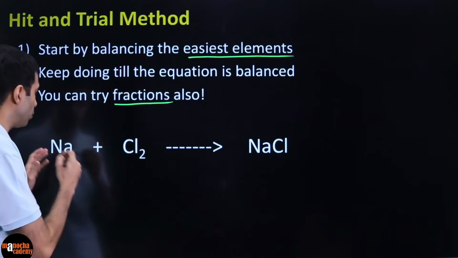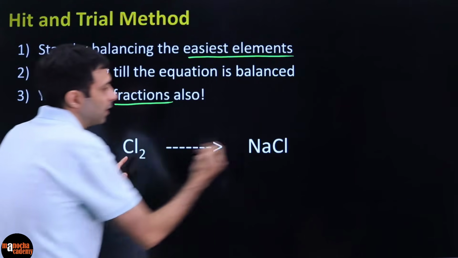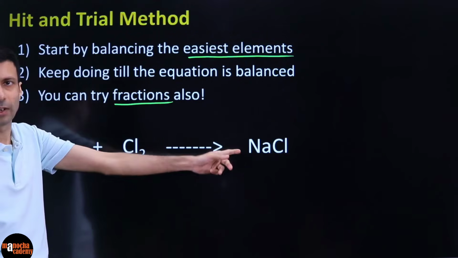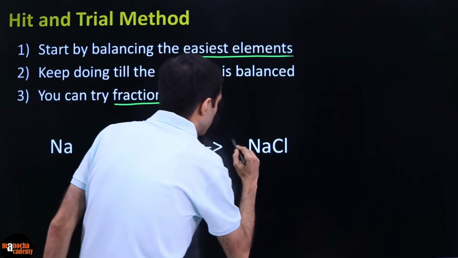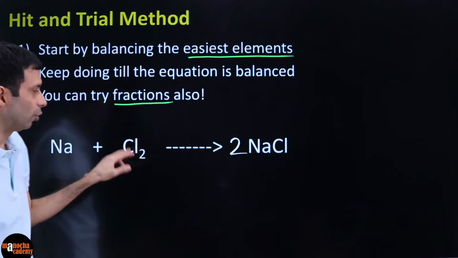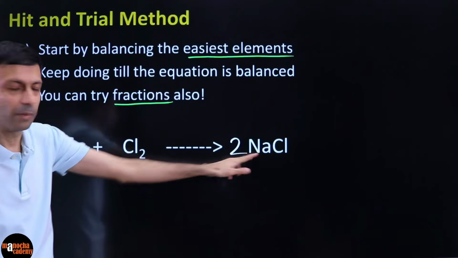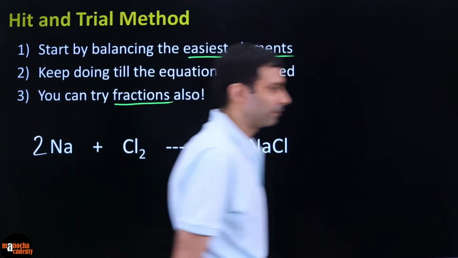So what is happening here? You can see sodium is already balanced. 1 sodium here, 1 here. Chlorine is the guy which is the problem, right? 2 chlorine, 1 chlorine. So chlorine is less on the right hand side. So put a multiplier of 2 here. So can you see chlorine has been balanced? 2 chlorine, 2 chlorine. But now you have made it 2 sodium. So simply put a 2 here. And you will be done.